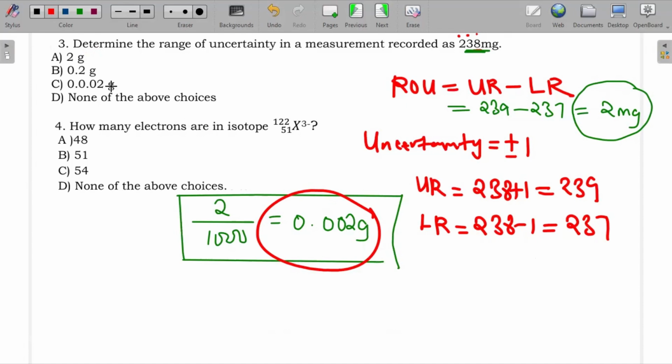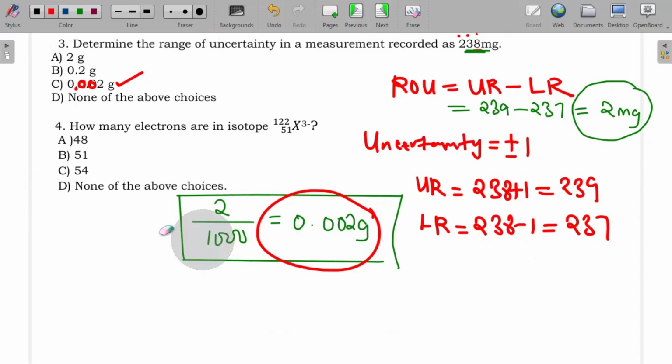So you consider the units. And again here, the way they wrote this answer, I'm skeptical because there's a decimal point there and there's also a decimal point there. So you see the confusion. The answer should just have a 0 there and a 0 there and then a decimal there. So the answer should be 0.002 grams.